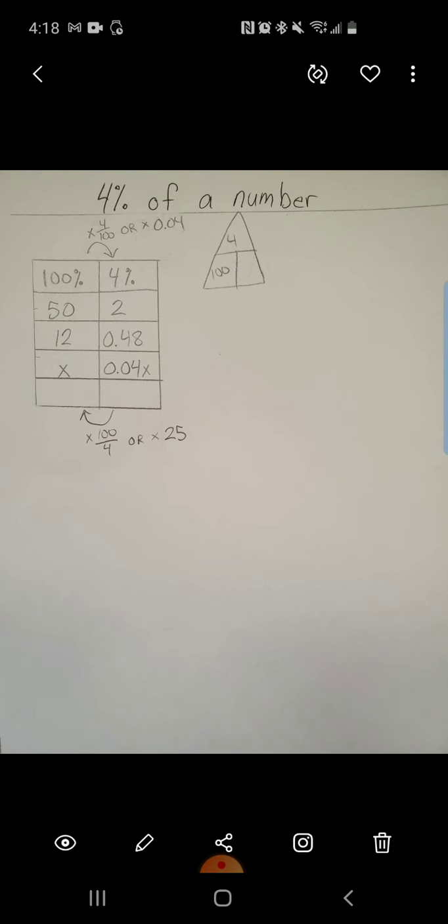You can see that I filled out my table with 50 as 100%, 12 as 100%, and x as 100%. And then I used my constant of proportionality to fill in 4% of each number. So 50 times 4 hundredths equals 2, 12 times 4 hundredths equals 48 hundredths, and x times 4 hundredths equals 4 hundredths x.